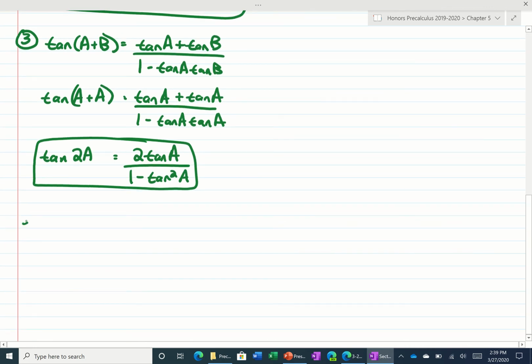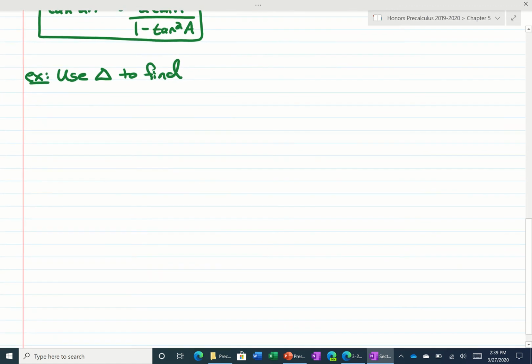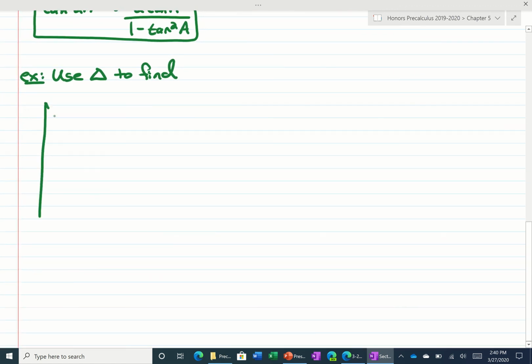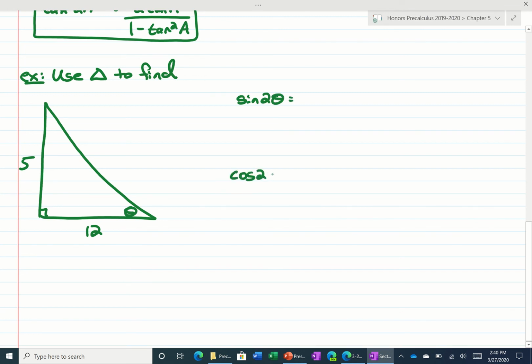Okay, so the first example looks like this. Use the triangle to find, and let's see, here's a triangle. We'll put theta here, we'll put 5 here, 12 here, and I'm going to ask you to find the sine of 2 theta, the cosine of 2 theta, the tangent of 2 theta, and just to make things interesting, we'll also find the secant of 2 theta.